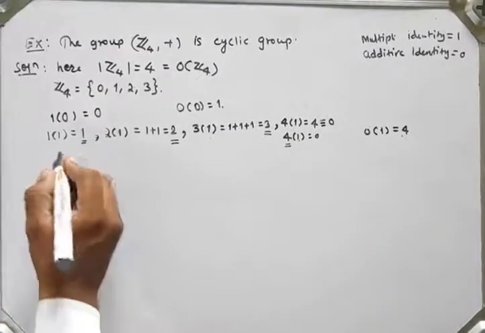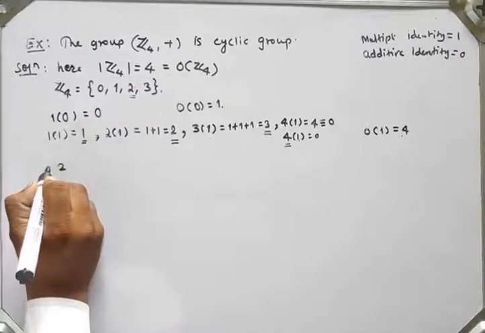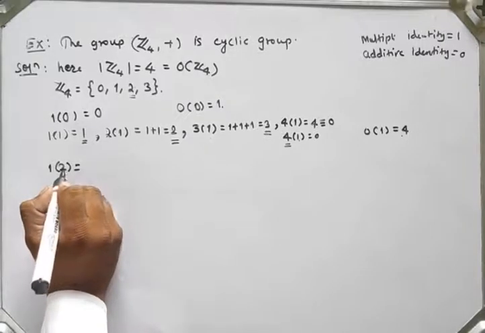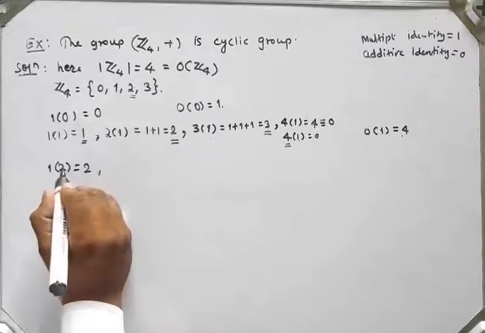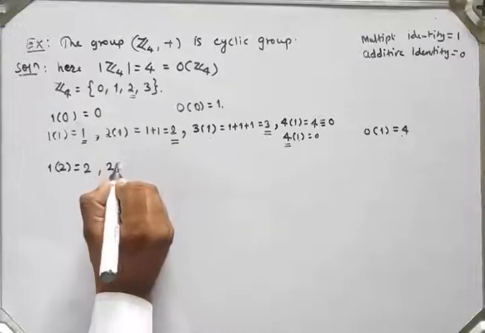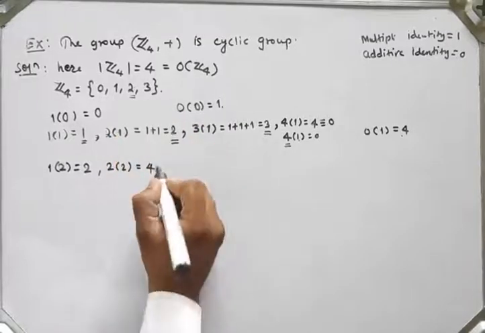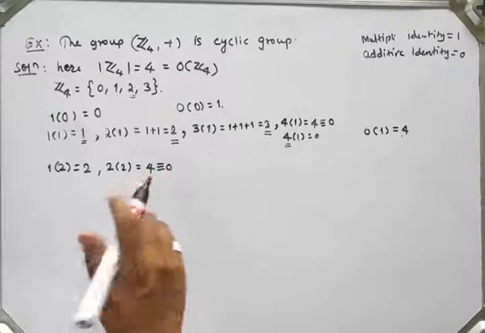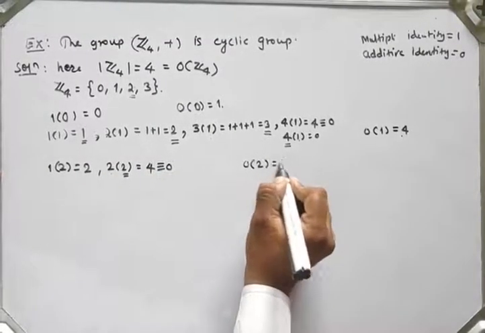Now the next element, which is 2. First I will take 1 into 2. 1 into 2 means addition of 2, 1 time, which is 2, right? Next 2 into 2, which is 4, and 4 modulo 4 is congruent to 0. So here I get 0, therefore the order of 2 should be 2. So the order of 2 is equal to 2.